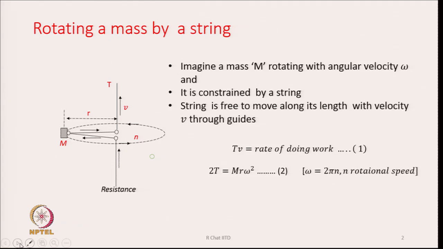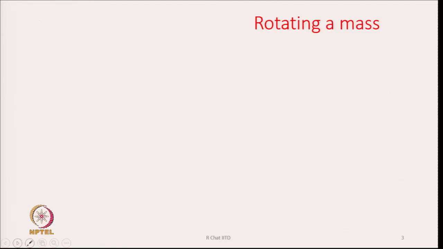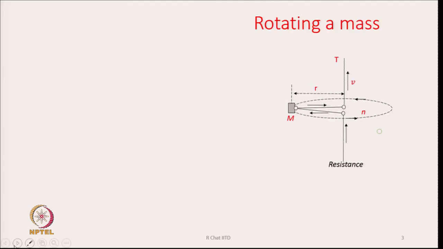is the centrifugal or centripetal force that will be acting on the mass, and that is 2 T equals m r omega square, where omega is the rotational speed of the mass in radian per second. Omega is related to the rotational speed n in revolution per second, that is omega is 2 pi n. So, in this particular case these two equations need to be satisfied.